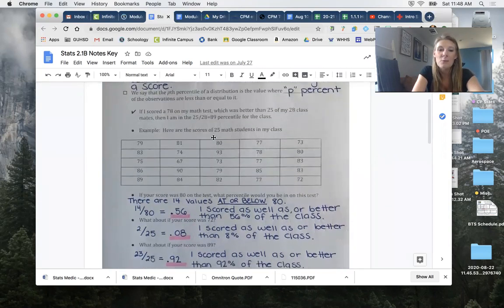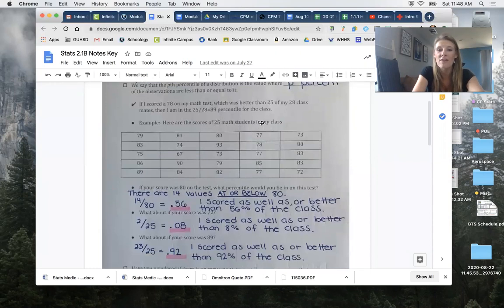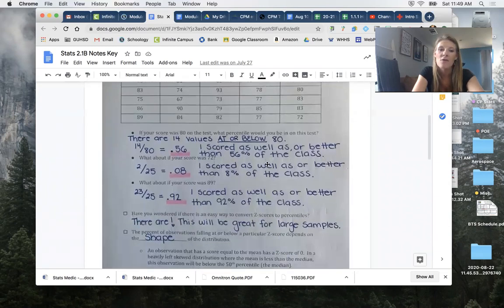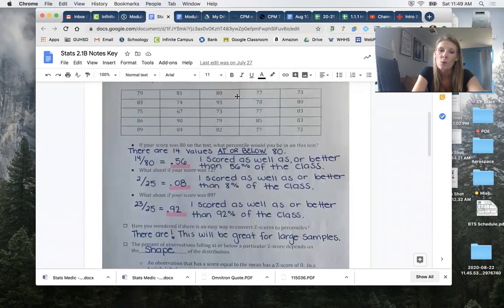So in this problem, what we have is we have 25 math students in a class who took a test. Here are the scores of those students. For this one, we were going to look at who scored an 80 on the test. Well, we have this person scored an 80. Let's say that this is me. I scored an 80. This is mine. I do want to show you one other person though. This person also scored an 80. So I have two students here who actually scored 80s on this test. But I am this one.